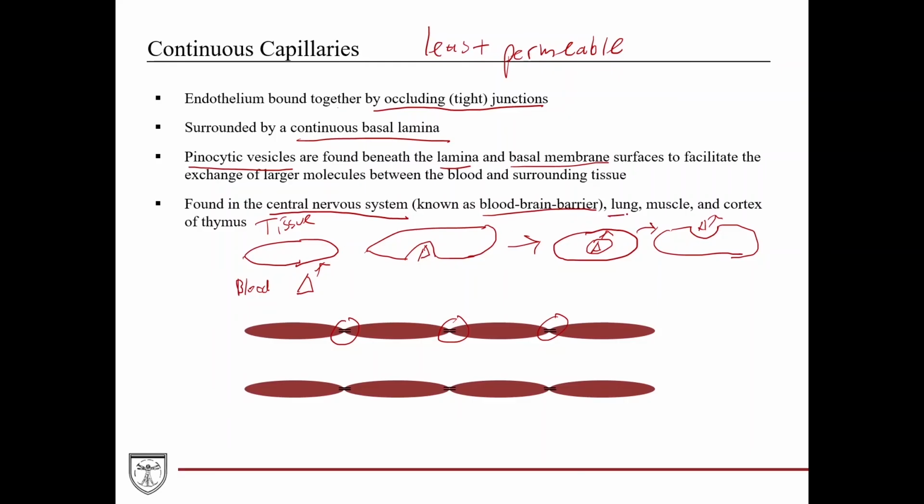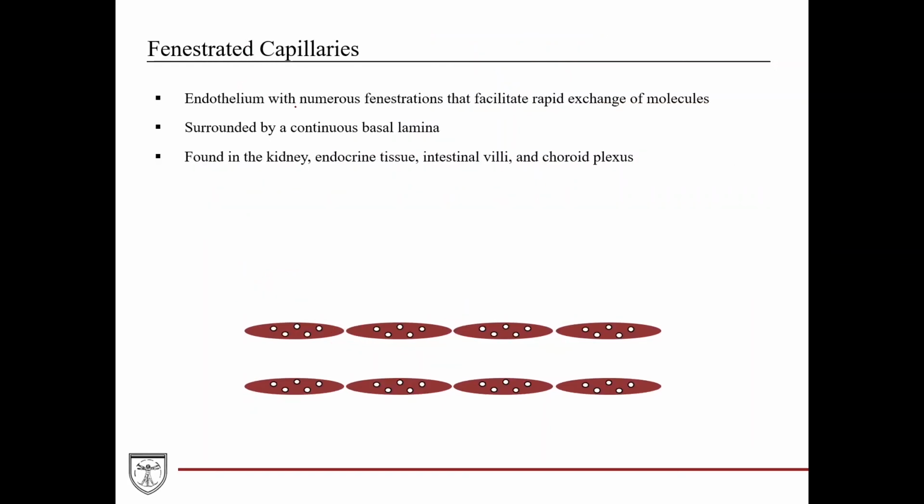Continuous capillaries are also found in the lungs. They're also found in muscle tissue and the cortex of the thymus. We'll go into that in the immune lectures. Fenestrated capillaries, it's in the name. This endothelium has numerous fenestrations, or these little holes that allow passage of molecules.